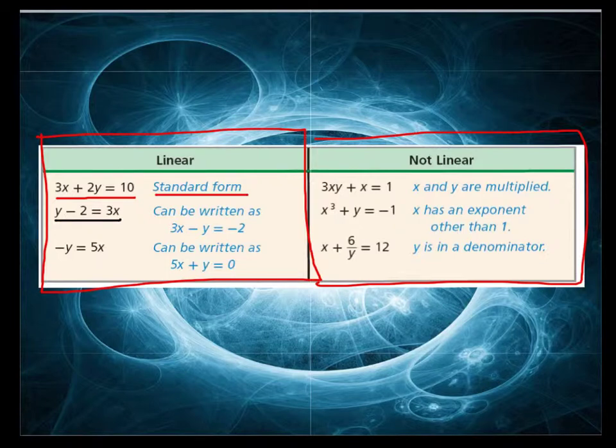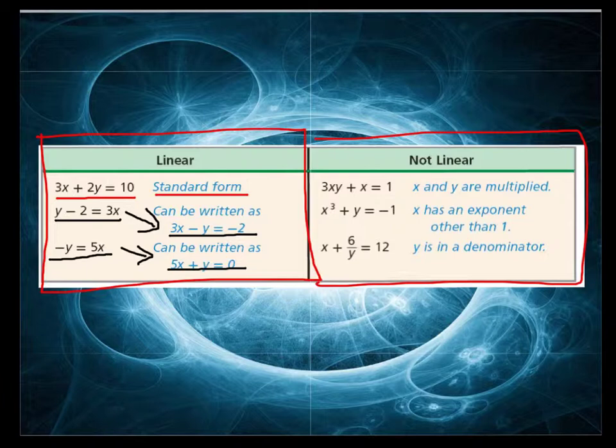You can write this equation, y minus 2 equals 3x, in standard form, and you would get this equation. I'll go ahead and challenge you to try to get it into that form by yourself. We practiced that in chapter 2. And negative y equals 5x is also a linear equation, and it can be written in standard form as 5x plus y equals 0. So again, I challenge you to try to get it in that form.